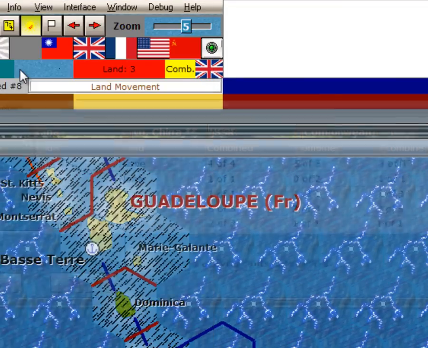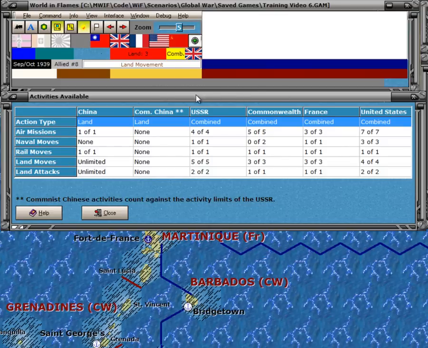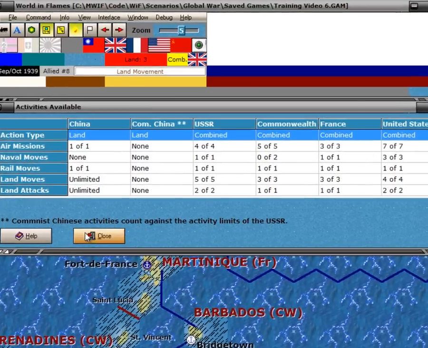The activities available form. This form brings up the activities that are available for each of the major powers on the Allied side, because the Allies are the phasing side. So you can see what each of them have chosen as their action types, and how many land moves, rail moves, naval moves, etc. are currently available for them.